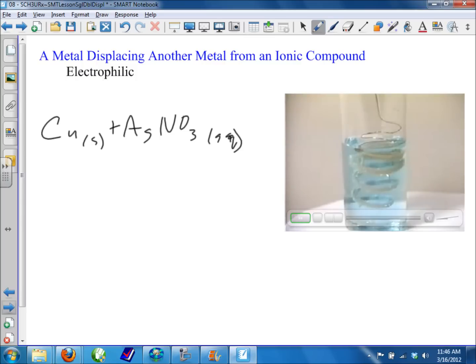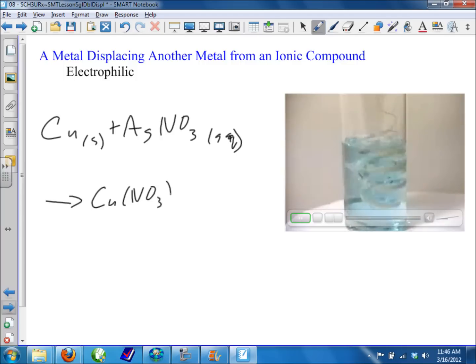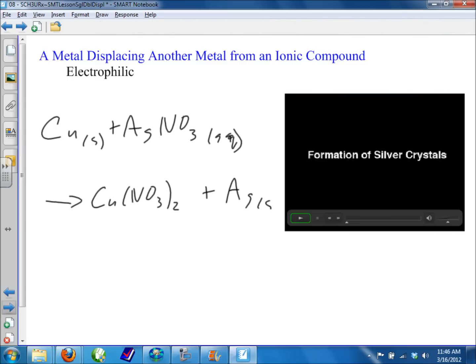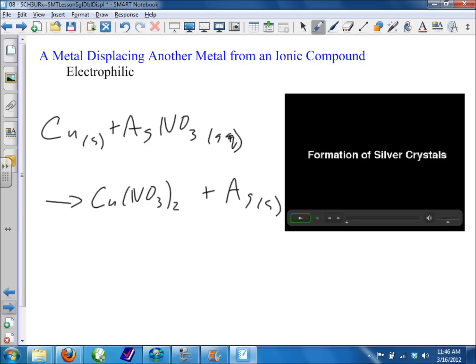Now if you take a look at the video now, it's starting to turn blue. Now blue is what happens when we have copper nitrate solution. Now if you take a look, they're shaking the wire right now. If you look at the bottom of it, there's a whole bunch of silver at the bottom. This is a silver product. Now the copper nitrate, because that was a solution, that would be aq. So what's basically happened is the copper and the silver have switched spots.